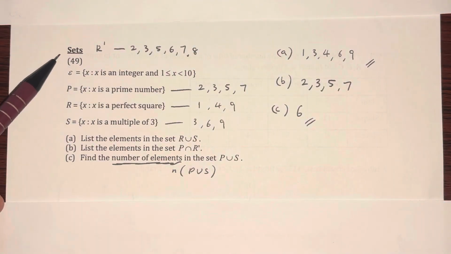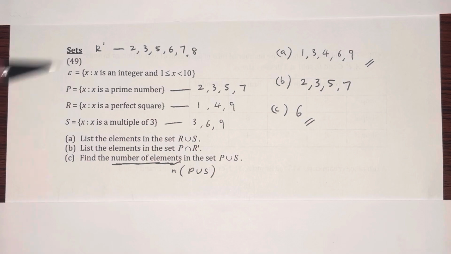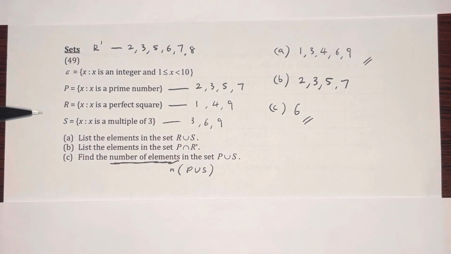So today we're going to do sets. These are all the very basic questions involving sets. So again, I have a few sets here. I got universal, I got P, I got R, I got S. One of the most important things in sets is that you need to actually write down the numbers.